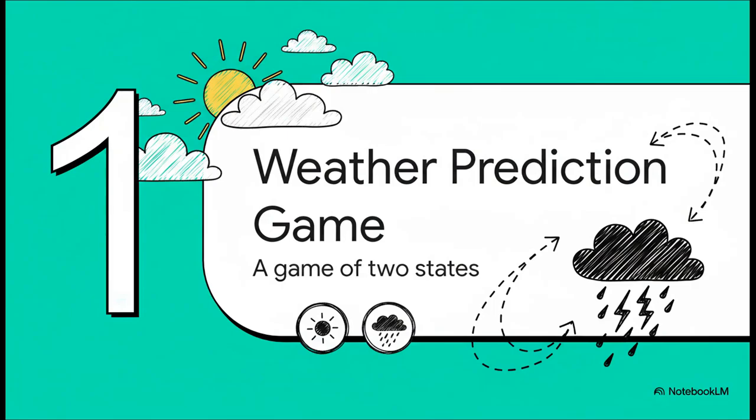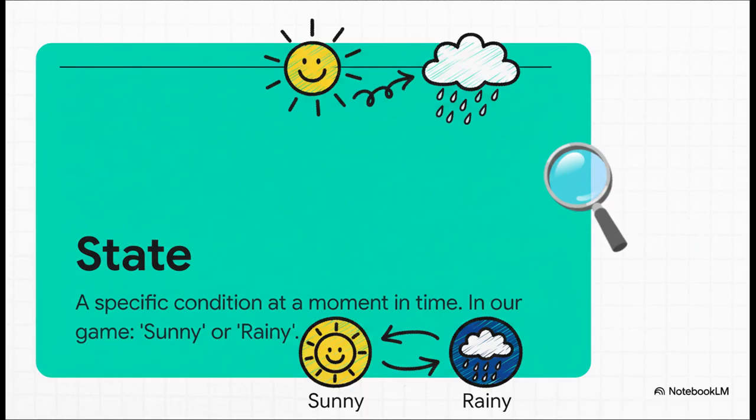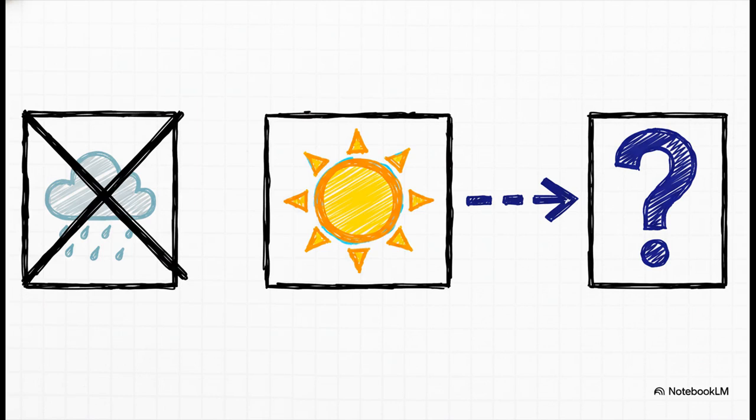The way we're going to explore this is with a super simple game I'm just calling the weather prediction game. In our little universe, there are only two possibilities for what the weather can be on any given day. In the lingo of this model, these possibilities are called states. A state is really just a specific condition at a single moment in time. For our game, the only two states the world can possibly be in are either sunny or rainy.